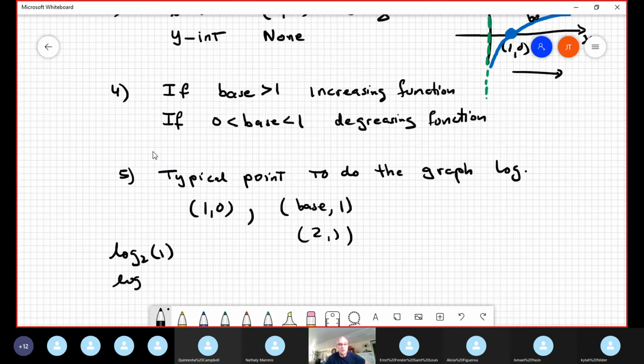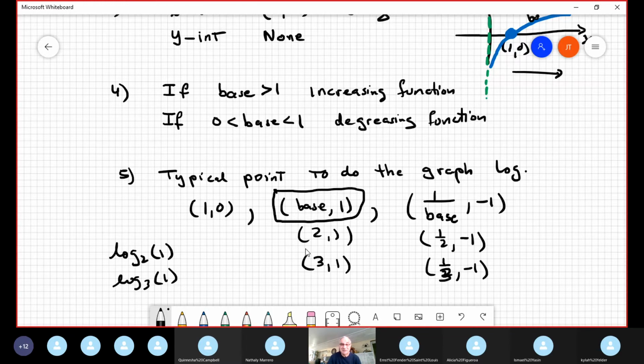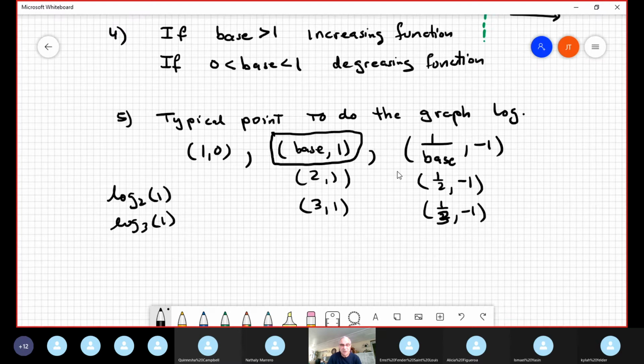Another, logarithm of base 3, is (3,1), right? And so on. Logarithm of base 5 is (5,1). So basically, the formula is (base, 1). And another is 1 over the base, the reciprocal of the base, comma -1. So in this example the base was 2, so it's (1/2, -1). Suppose the base is 3, it's (1/3, -1). This is easy. Let me explain in detail in another example.